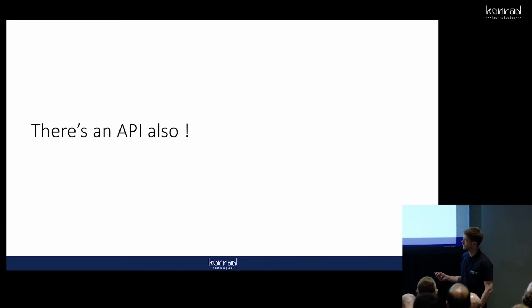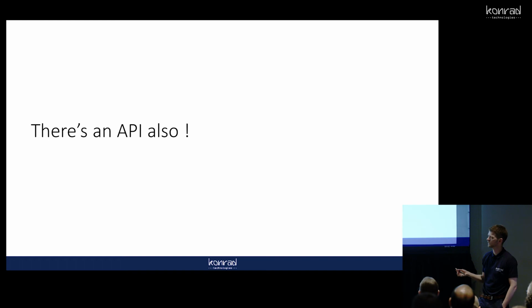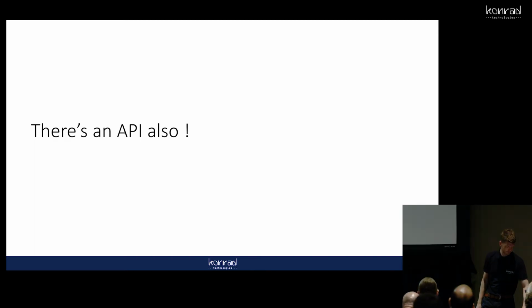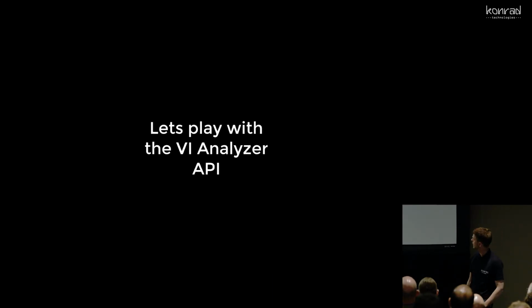So there's an API as well. Yeah. So not only do we have to go to the Tools menu and say, yeah, I want to load a configuration or I want to select the test, there's an API. So we can start to build VI Analyzer into our workflow, build it into the tools that we've already got. So let's see an example of that. So let's start playing with the VI Analyzer API.